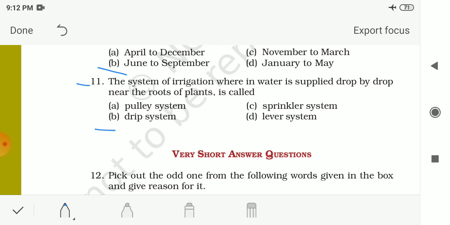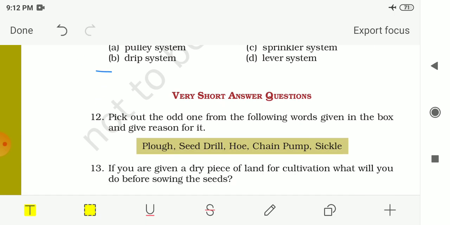And sprinkler system is also a modern method of irrigation, and that efficiently uses water in the form of sprinklers, and it is used for uneven land, while pulley and lever systems are traditional methods of irrigation where a lot of water is wasted. This we had already seen in the explanation of this chapter. Now next is very short answer questions, in that 12 number. So we will see this question with the answers.